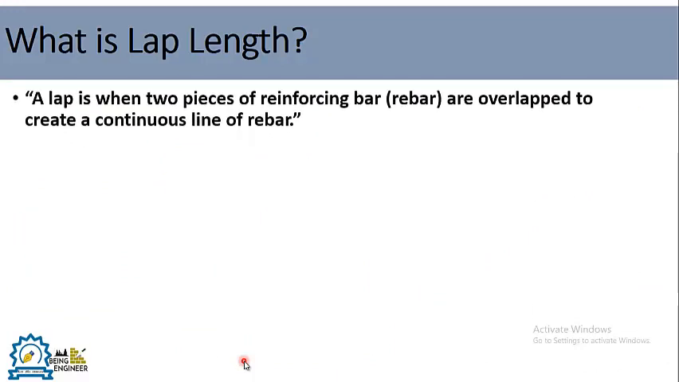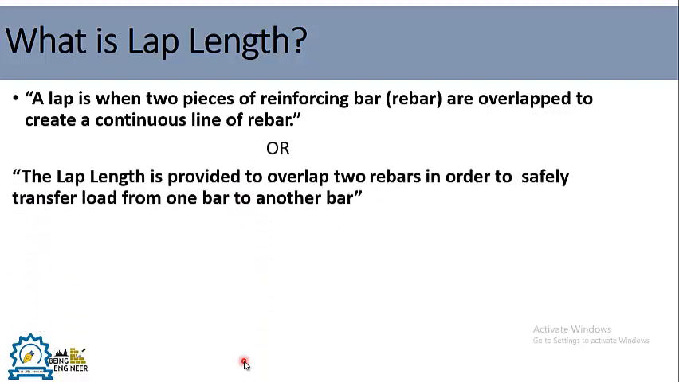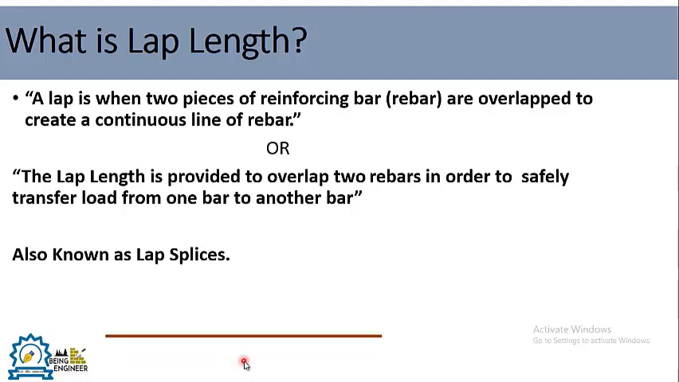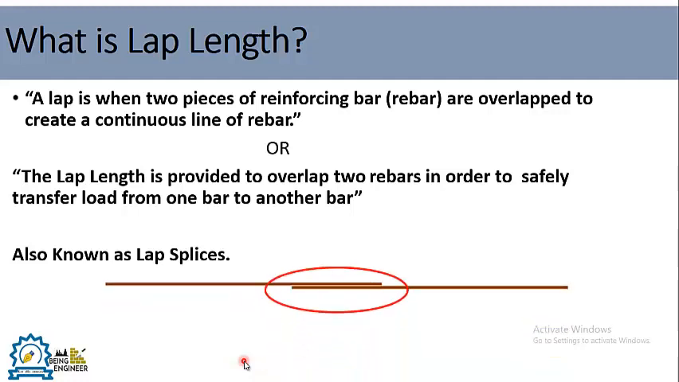A lap is when two pieces of reinforcing bar, or rebars, are overlapped to create a continuous line of rebar. The lap length is provided to overlap two rebars in order to safely transfer load from one bar to another bar. It is also known as lap splicing. As you can see, one bar is overlapped over another bar to get the desirable height or length. This portion of the bar is called lap splicing.